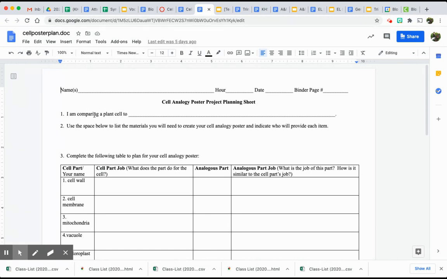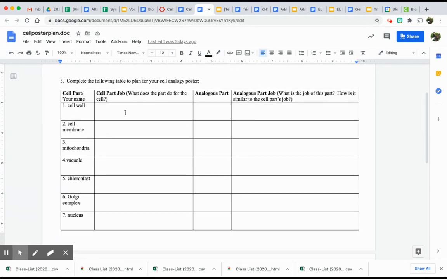So you're going to write down what you're comparing a cell to, and then you're going to write down what the cell part does. So the cell wall, for example, provides protection and support to plant cells. You're going to compare that to your analogous part. So for example, if I was comparing my cell to Kennedy High School, I might say that the brick wall at Kennedy High School is similar to the cell wall because they do a similar job. They both provide protection and support to the cell or to the school building. And then you'll do that for each of the cell parts and find an analogous part from your comparison to write about.